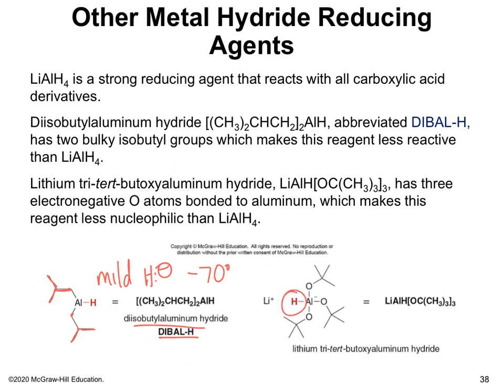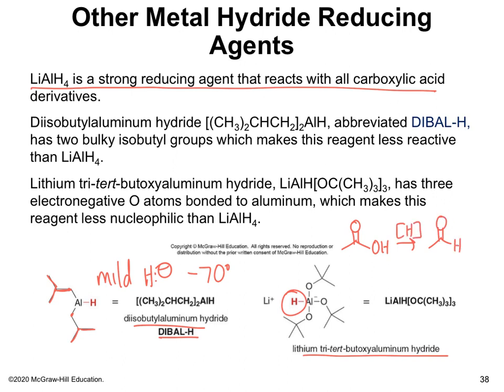You can also see different derivatives of lithium aluminum hydride, like this tri-tert-butoxy aluminum hydride. Because lithium aluminum hydride is such a strong reducing agent, it will reduce all carboxylic acids. But if you use DIBAL, you can take a carboxylic acid to an aldehyde, and that's a big deal. I told you anytime you can reduce to an aldehyde or oxidize to an aldehyde, it's great. A lot of times this is just written as DIBAL-H.